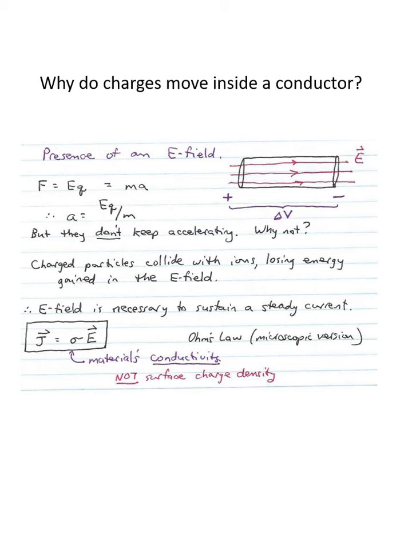Now let's think about the force that a charge feels. It is equal to the electric field that it's in times the charge, which equals mass times acceleration. And the acceleration is EQ over m. Now when we have an electric field, the charges don't keep accelerating. So yes, they will start moving from left to right, or the positive current rather moves from left to right, but the charges don't keep accelerating.